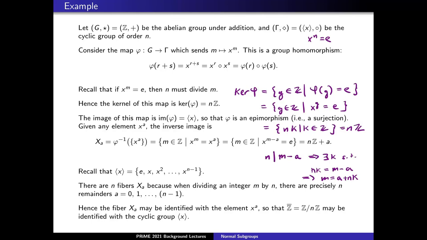since we have all the possible remainders that are less than n. So we have a equals 0 corresponds to e, a equals 1 corresponds to x, 2 corresponds to x squared, and then we have our fibers. So we have our n fibers, and so X sub a can be identified with the element x sub a, and in this manner Z bar is what we have, the integers modulo n of modular arithmetic.